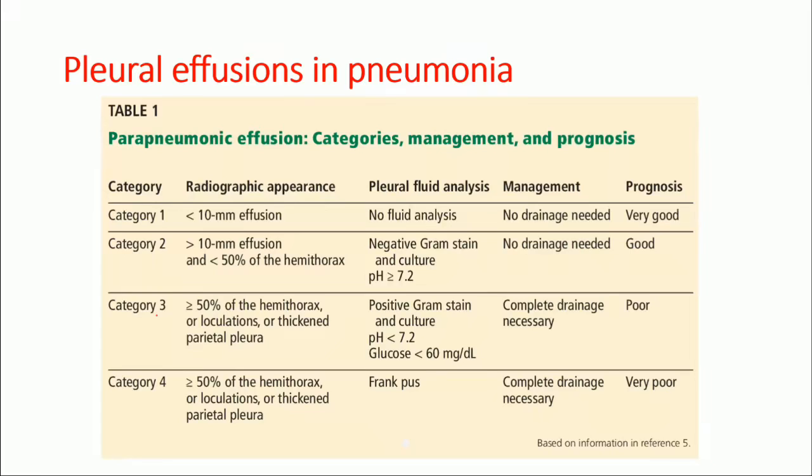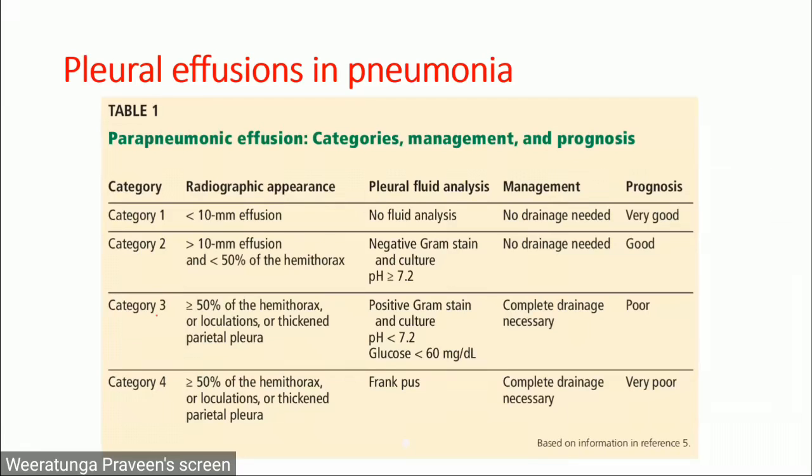Also, bacteria are rapidly multiplying within the pleural cavity, in the pleural fluid. So what happens? They are using a lot of glucose. So the glucose will be low, and the pH of the pleural fluid is less than 7.2.